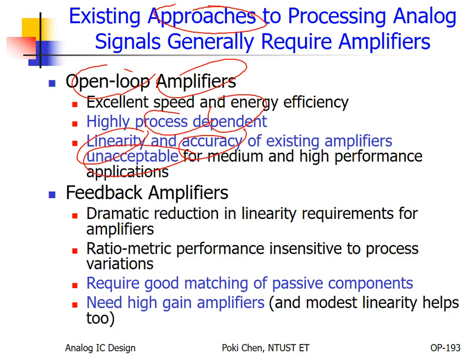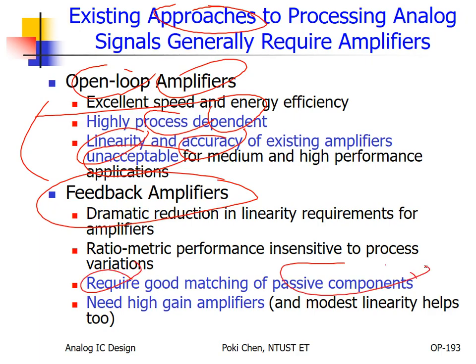They have much non-linearity. They have much worse process variation. Then we put the open loop amplifier into the feedback amplifier, right? To control the stability, we need a good match for your feedback network. That is a piece of cake. But again, we need very high gain.